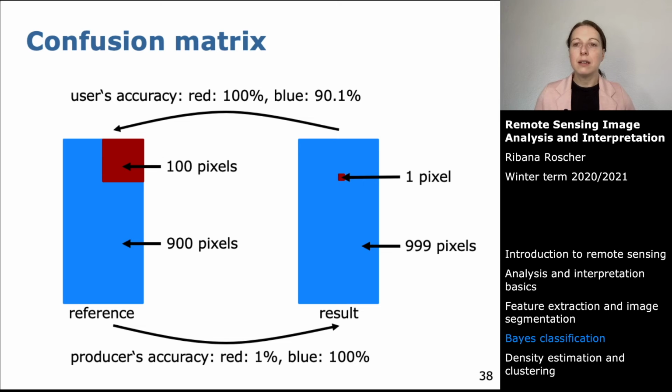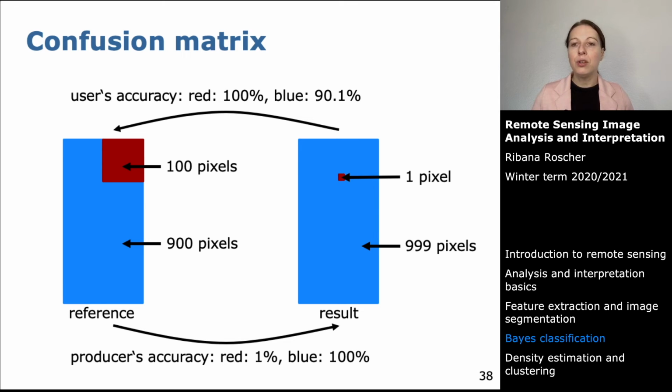Here you can see exactly this illustrated. So let's assume you have two maps. On the left side, there's the reference map with the two classes. This is actually what you want to have. On the right side is a classification result. And this is what you got, what you estimated. And you have 1000 pixels overall.